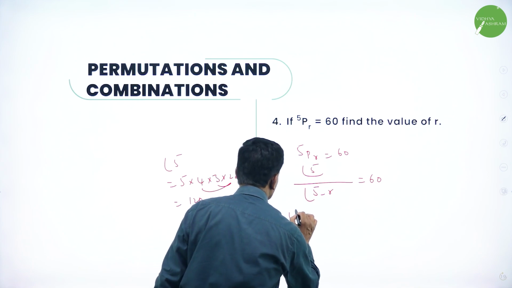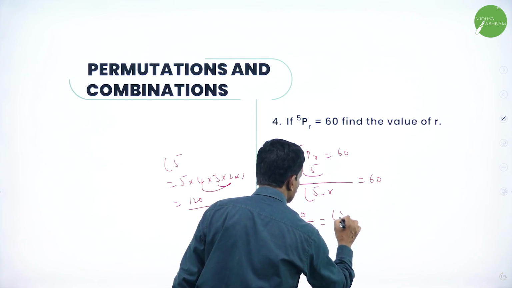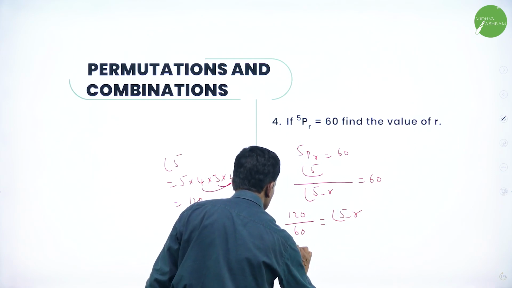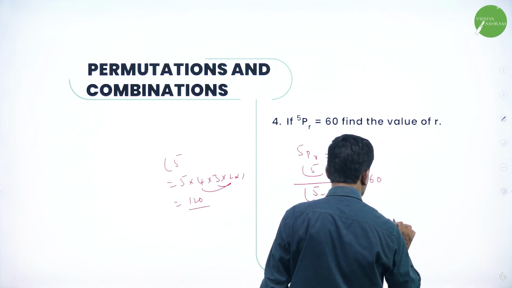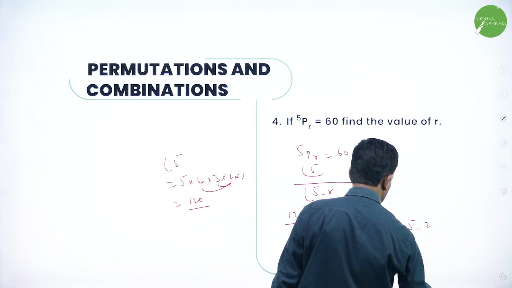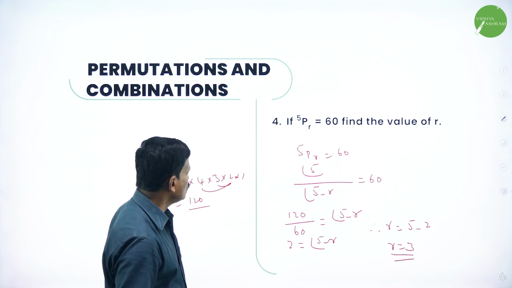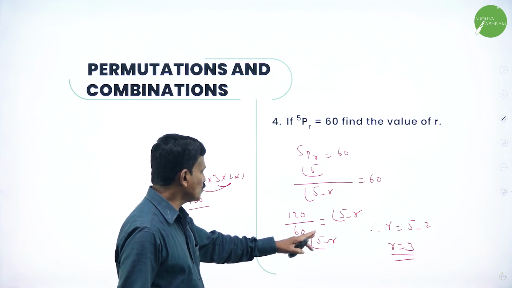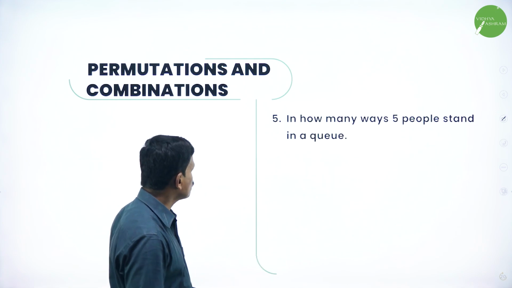So here it is 120 divided by 60, bring this to the denominator, is equal to 5 minus R factorial. So 120 by 60 is 2, so 2 is equal to 5 minus R factorial. Therefore R is equal to 5 minus 2, that is equal to 3. The value of R is equal to 3. That's it. Hope you followed. Now move on to the next problem.